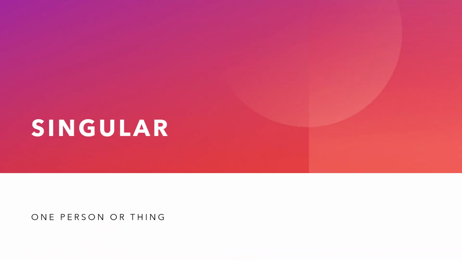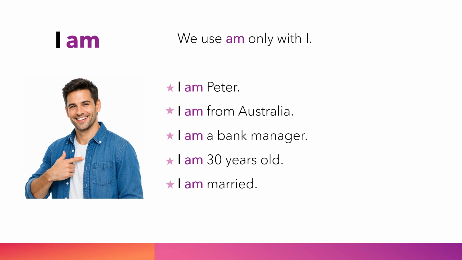Singular, one person or thing. We use am with I or person speaking. I am Peter. I am from Australia. I am a bank manager. I am 30 years old. I am married.